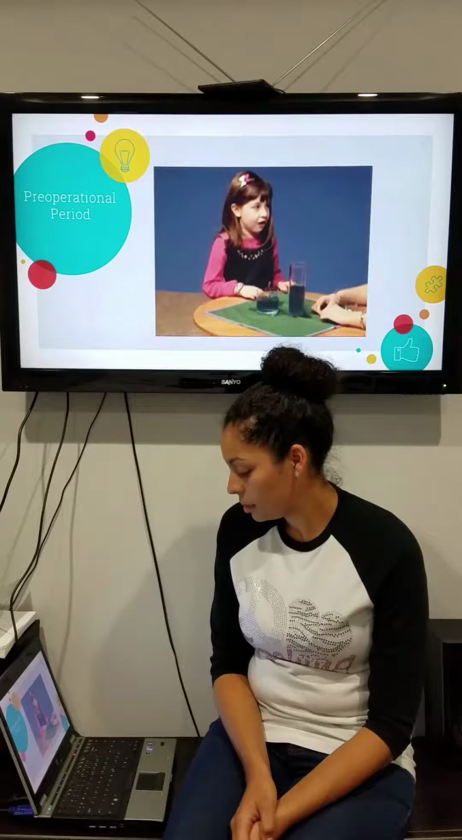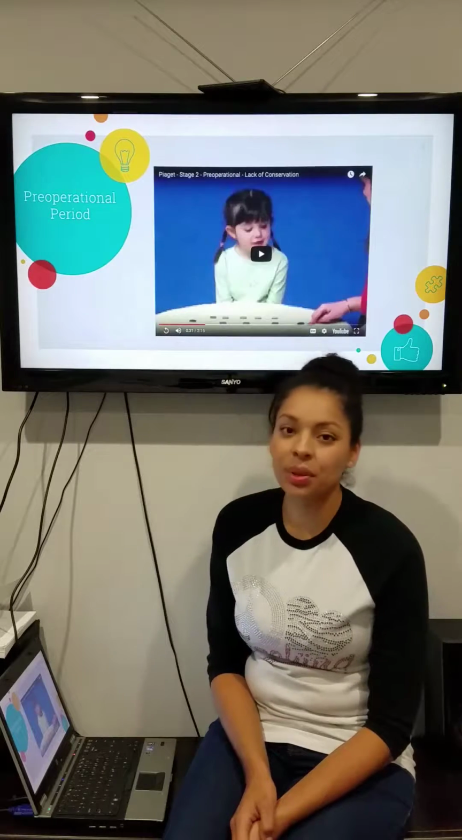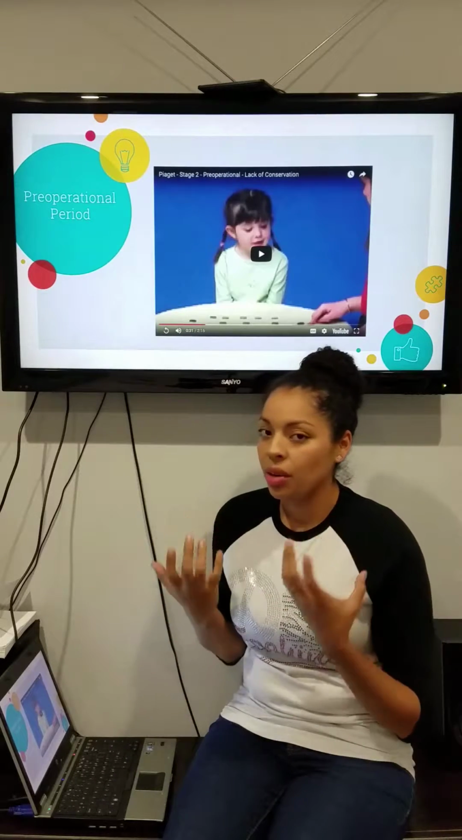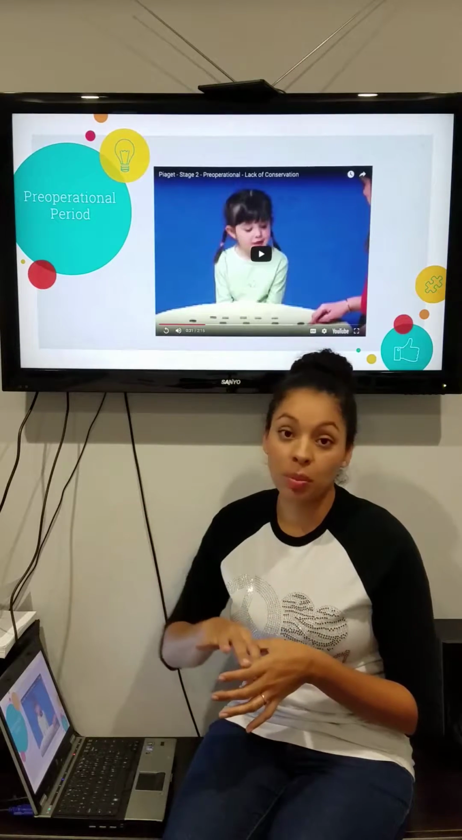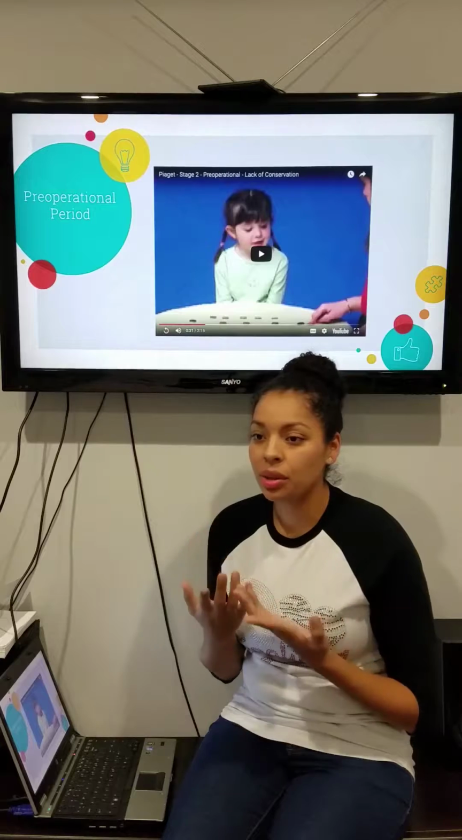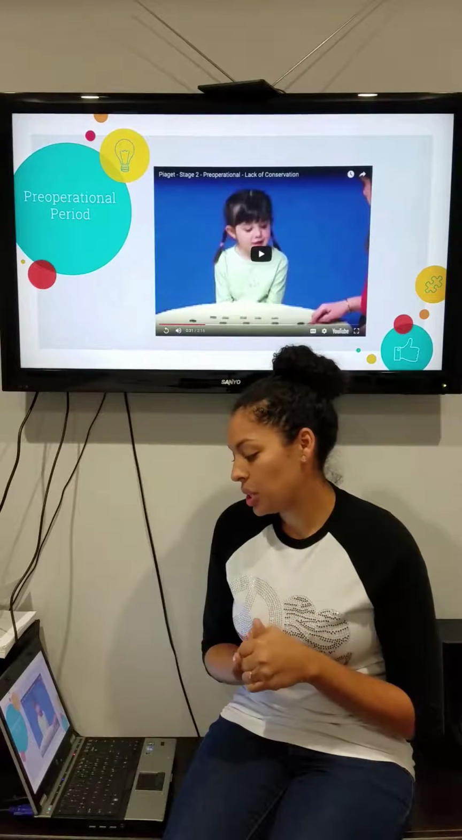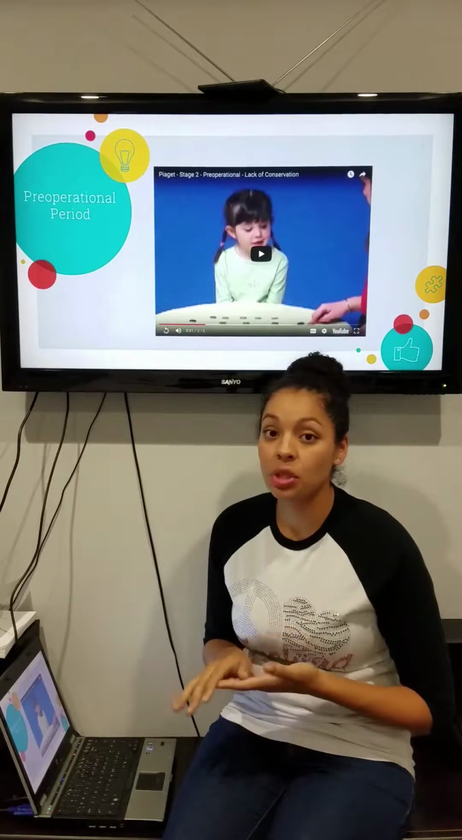Because it's taller. So as you can see with the little girl, even though we know as adults that there is the same amount of liquid in the cups, even though they poured it in the taller cup, the little girl, since she is in the pre-operational period, like I said, nothing is abstract.